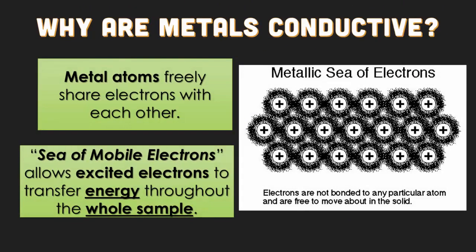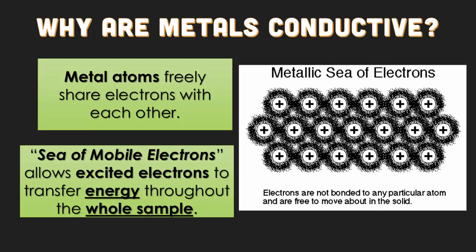So why are metals really conductive? Metal atoms will actually freely share electrons with each other. As Ms. Diamantopoulos said a second ago, they have what we call a sea of mobile electrons, which allows those excited electrons to transfer energy throughout the entire sample. So if you looked at the picture on the right, the electrons are not bonded to any particular atom and are free to move around in the solid.